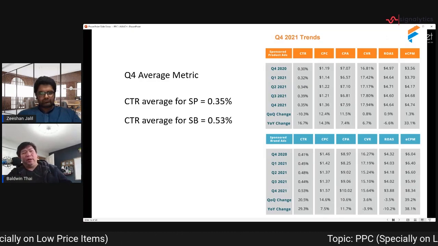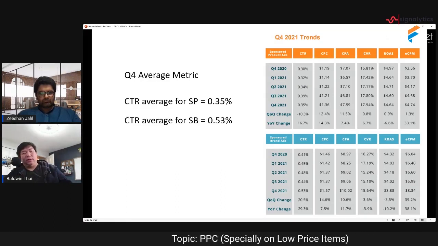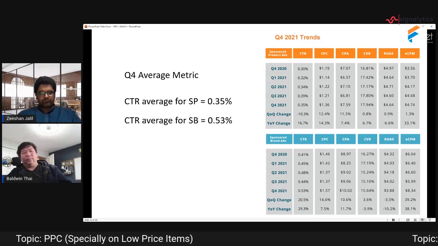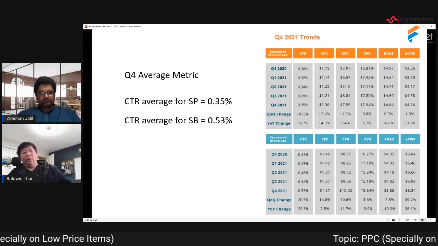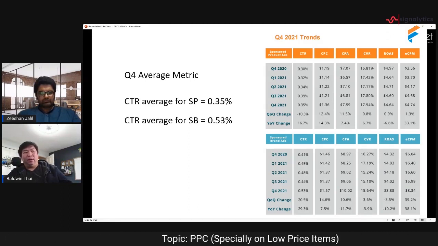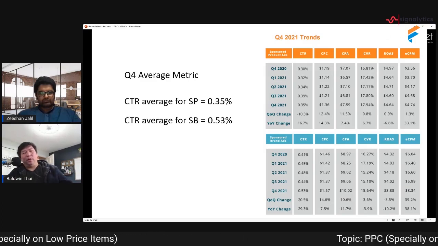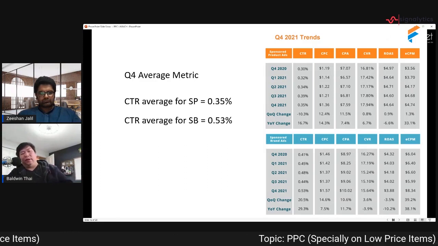For sponsored brands, I'm not too familiar yet. I haven't really looked into the click-through rate for sponsored brands, but looking at the trend, it should probably be a little bit higher than 0.53%. So maybe 0.58 or 0.56. It really depends, but it's generally in that area.